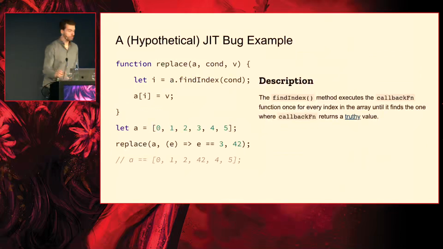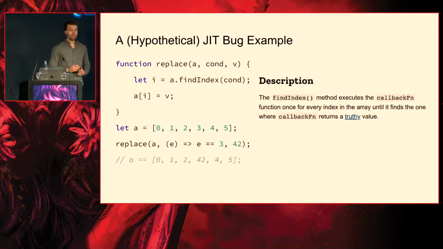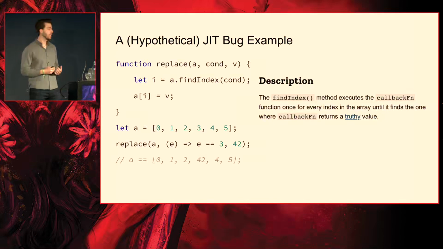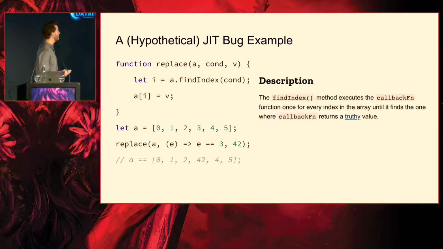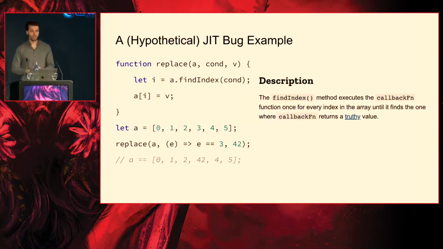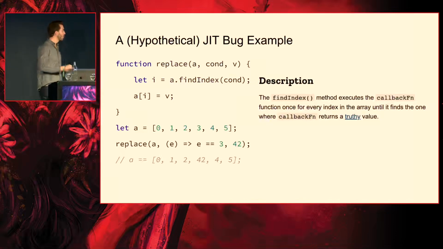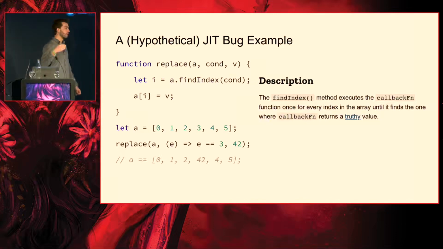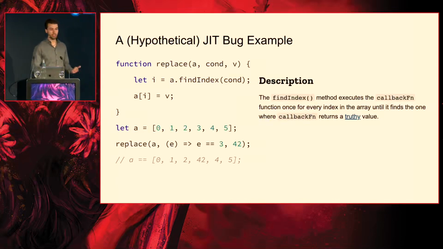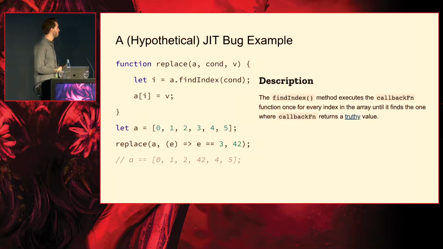So let's look at a hypothetical example for a bug. Another JS snippet. It's just a function that takes in supposedly an array, a callback function and a value, and it calls findIndex. FindIndex will go through the array, call the callback for each value, and once the callback returns true, it returns the index for which it returns true.